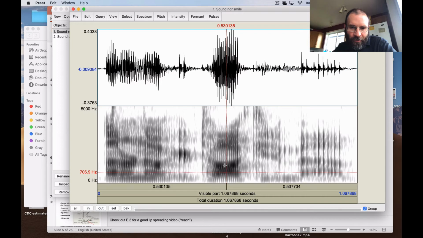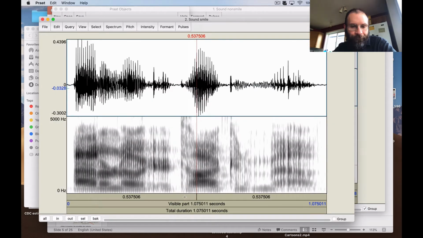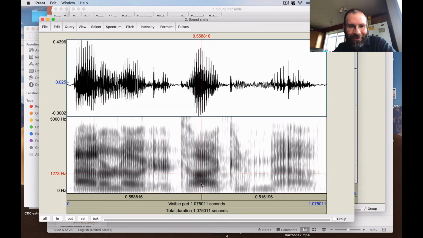706.9 hertz for F1. About 1170 hertz for F2. And here I'm smiling or raising my lips. It's about the same for F1, and for F2, it's about 1273. So it's having maybe a little bit more of an effect on the F2 than it is on the F1. But that's what you should expect to get.